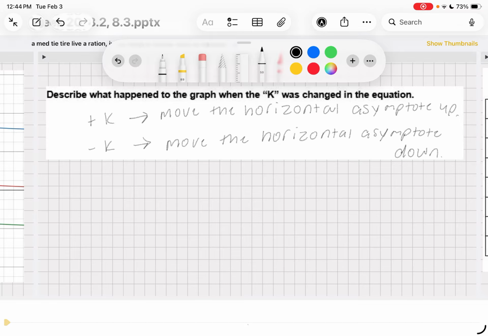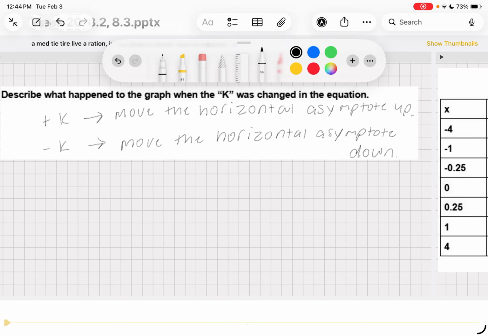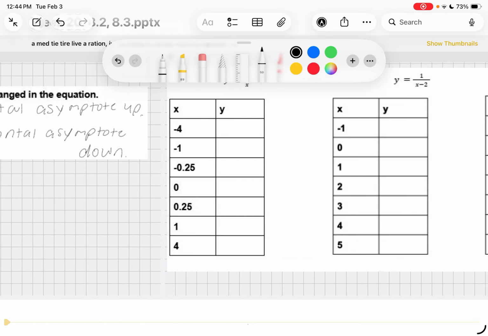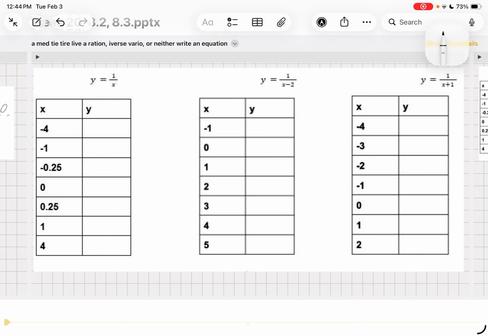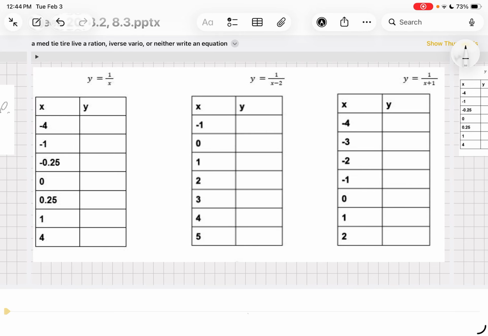Now that I have explained what to do for that first one, we're going to look at what happens when we add or subtract inside the denominator with the x. Again, what I want you to do is fill in that table. I'm not going to fill it in on this screen; I'm going to show you the graph on the next. Take a minute, pause, and fill those in. Also, make sure when you type this in that you are putting the denominator in parentheses.